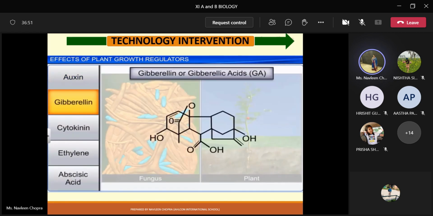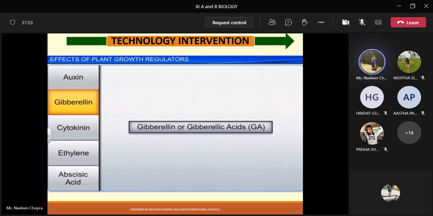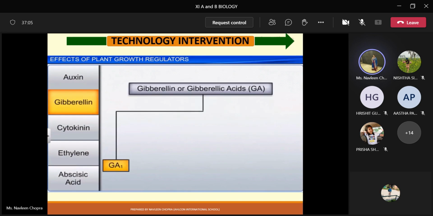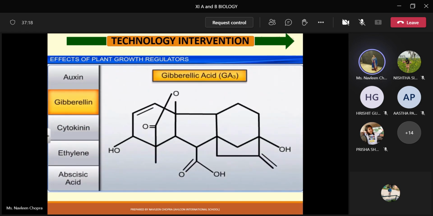Gibberellins, or gibberellic acids, or GA, are extracted from fungi and higher plants. They are referred to as GA1, GA2, GA3, etc., in the order of discovery, and they are acidic in nature. GA3 was the first of all the gibberellins to be structurally discovered.